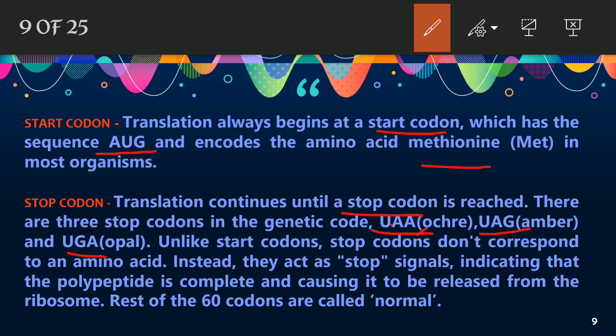Instead, they act as stop signals indicating that the polypeptide is complete and causing it to be released from the ribosome. More nucleotides may appear after the stop codon in the mRNA, but those will not be translated as part of the polypeptide. Here UAA is called ochre, UAG is called amber, and UGA is called opal. And the rest of the codons other than the start and the stop codons are called normal codons.